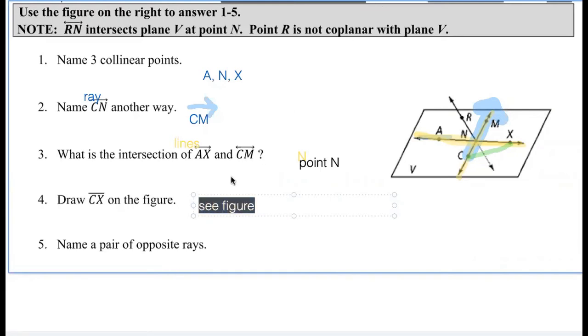Number 5. Number 5 says name a pair of opposite rays. Now we talked about this last week as well. We know that opposite rays are rays that share an endpoint, and that endpoint is typically in the middle. It's easier to answer these questions this way if we pick a point in the middle. Opposite rays are collinear, and they share an endpoint and they go in opposite directions.